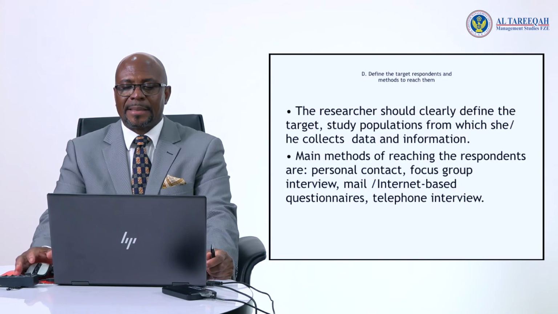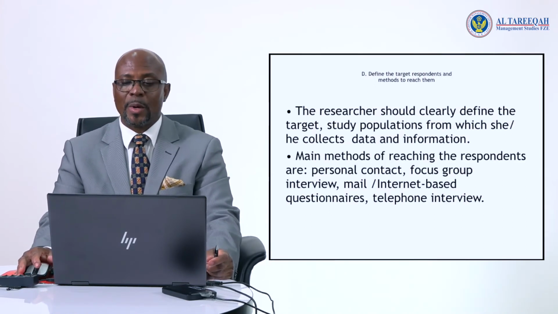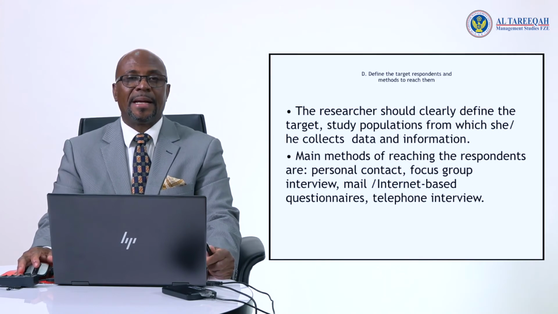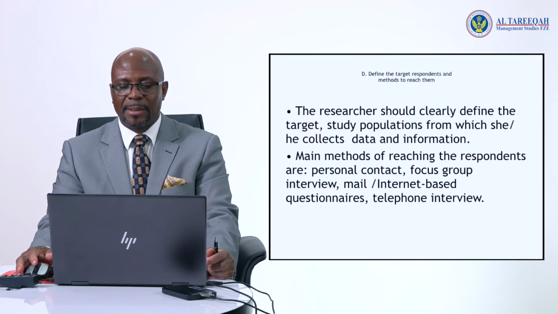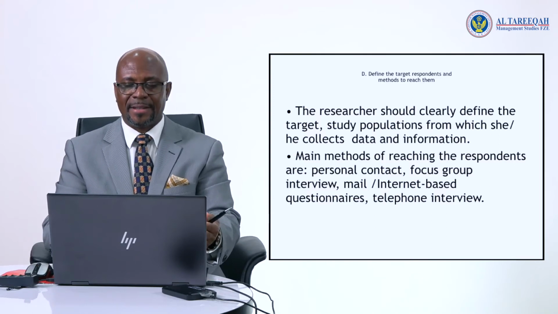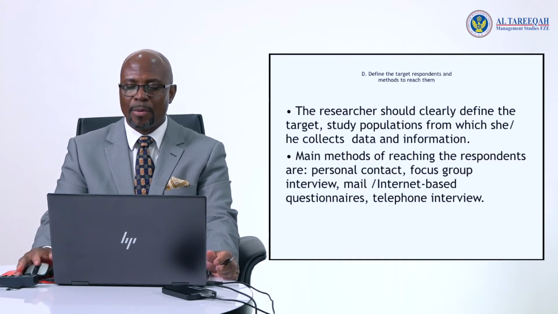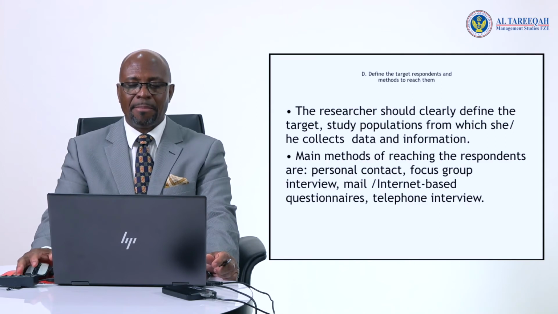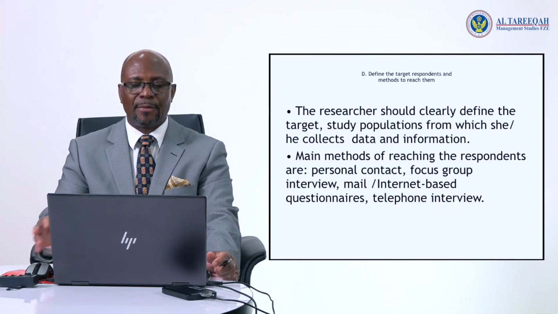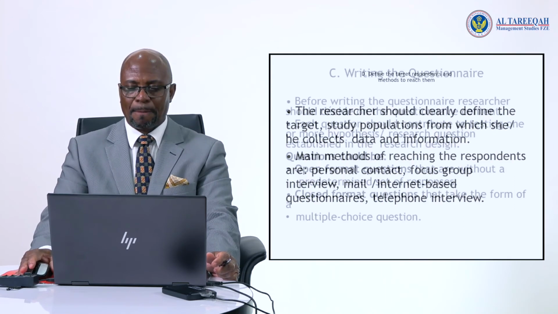Of course, define the target respondents and the method to reach them, like we said. Researchers should clearly define the target population, the study population, from which they collect the data and information. Main methods of reaching the respondents are personal contacts, which is easiest but sometimes difficult, and group or focus interviews. This is for qualitative, we'll talk about that. Also mail, internet-based questionnaires, telephone interviews, etc., if possible.